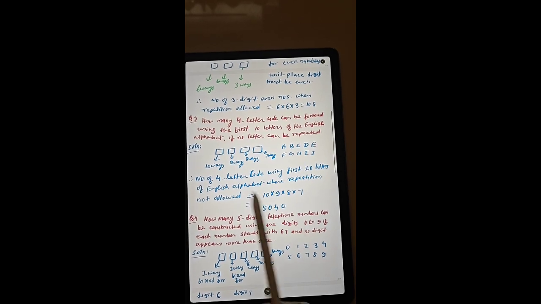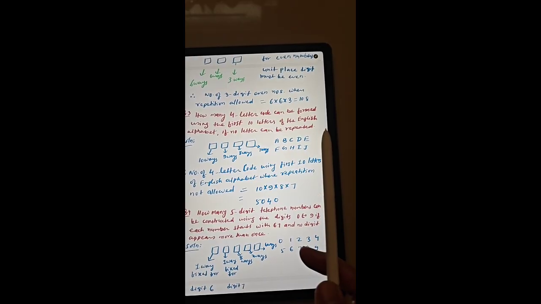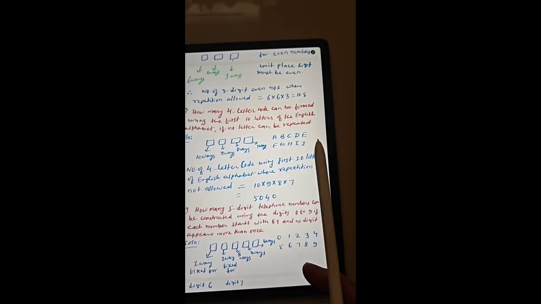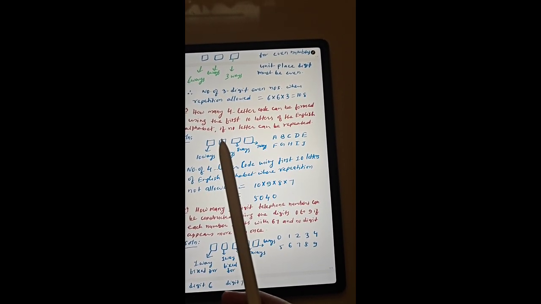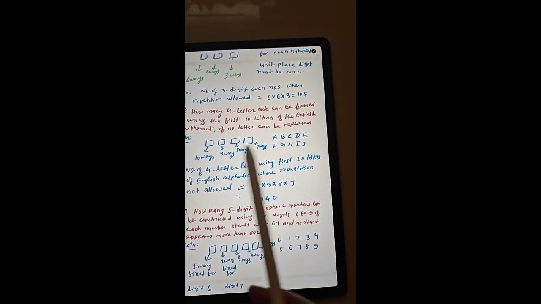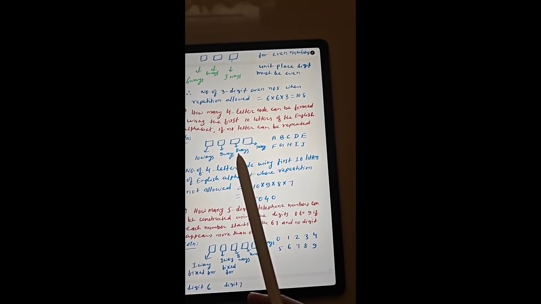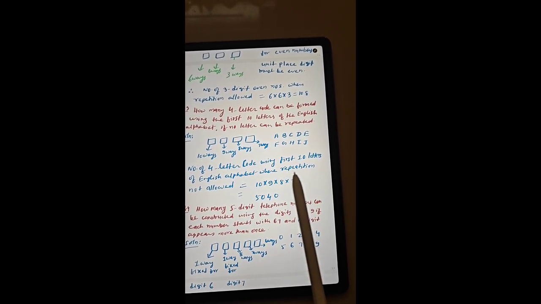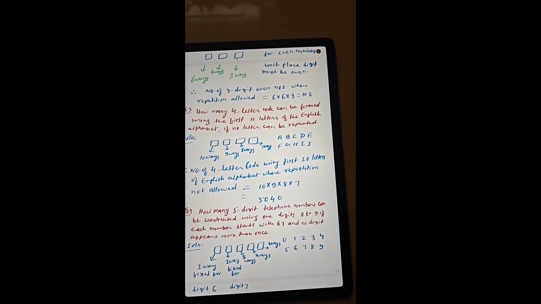Now question number 3. How many 4-letter codes can be formed using the first 10 letters of the English alphabet if no letter can be repeated? So you have A, B, C, D, E, F, G, H, I and J. These are the first 10 letters of the English alphabet. We have to form a 4-letter code. It means 4 places to be filled using these letters and no letter can be repeated. So the first place can be filled in 10 ways. Second place 9 ways, third place 8 ways, fourth place 7 ways. So the number of 4-letter codes using 10 letters of the English alphabet where repetition is not allowed will be 10 into 9 into 8 into 7, that is 5040.